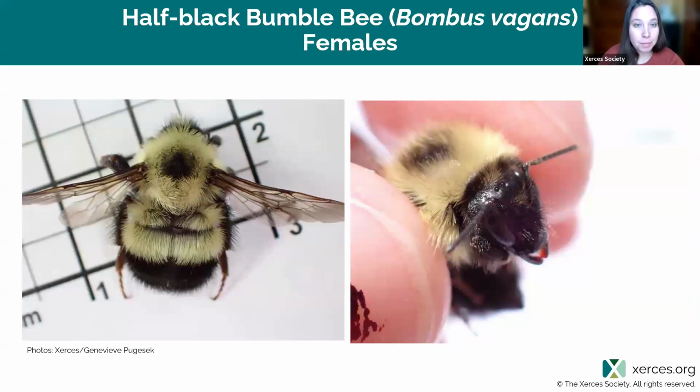Just to give you guys some examples to look at, we have a half black bumblebee female here. You can clearly see that the thorax of the bee is yellow with a dark circle in the center between the two wing joints. T1 is yellow and T2 is completely yellow, and the rest of the bee is black. We also see some yellow hairs on the vertex or the top of the head of the bee, and then dark hairs on the front of the face.